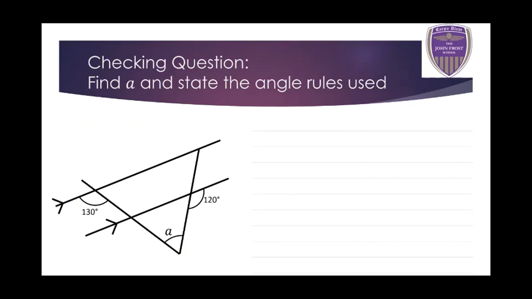Okay, so I can see there's not much information here that can immediately give me the answer to A. But I can see that A is in a triangle, and I know that all angles in a triangle add up to 180 degrees. So I'm going to call this angle B and this angle C. Now I need to find these two angles. Let's start with C, because I can see 120 and angle C are on a straight line. So to find C, I'm going to use straight line angles. I'm just going to write straight line.